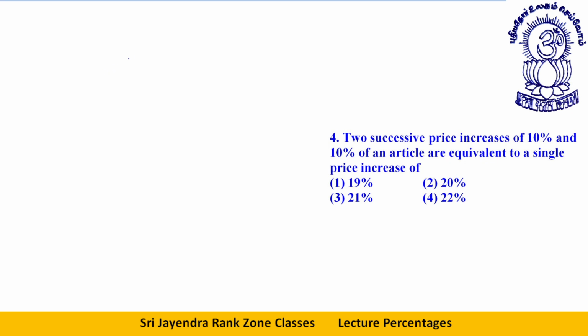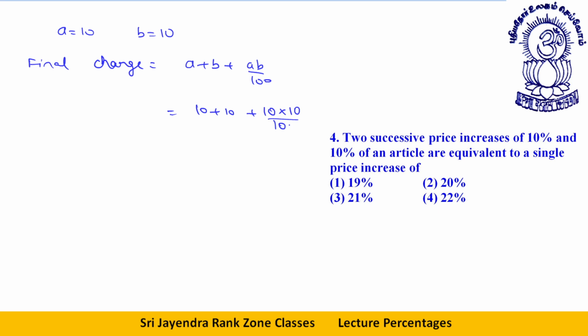Two successive price increases of 10% and 10% of an article are equivalent to a single price increase of. See, we need to directly find the final change. A is 10, second increment is also 10. So what will be the final change? The final change will be A plus B plus AB by 100. Look, that will be 10 plus 10 plus 10 into 10 by 100. You can say it becomes 20 plus 1, that is 21.